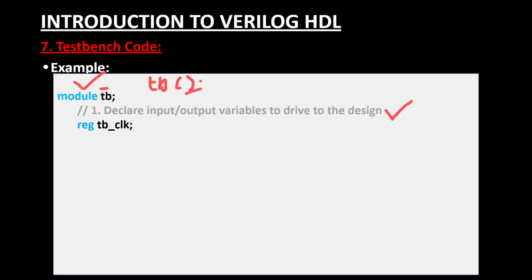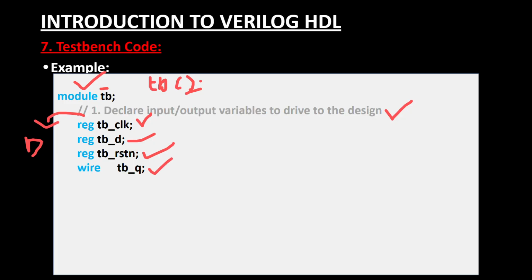The TB clock is an input in the D flip flop design code, right? So we must take it as reg, because inputs should be reg. Same with D, it is also an input, right? So we have taken it as reg, and reset is also a reg, right? So we have taken it as reg. Whereas Q is an output in the flip flop design code, so we have to take it as wire.